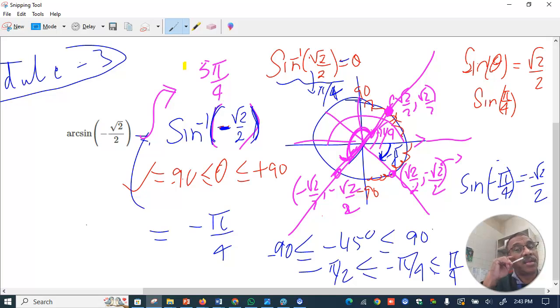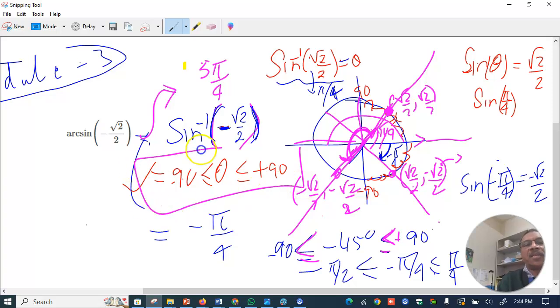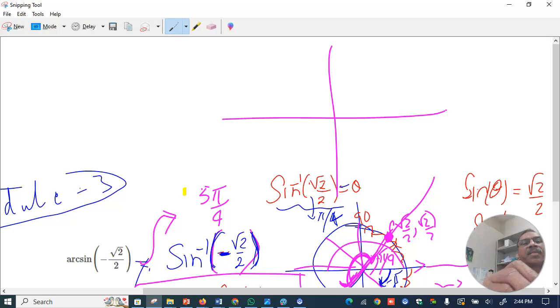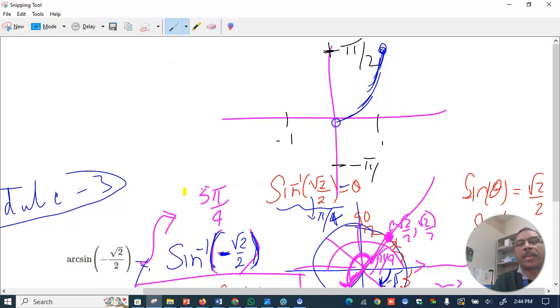The reason is your answer has to be here. It should be more than minus 90 and less than plus 90, because this is the range of the sine inverse function. When you look at the graph of the sine inverse function, if this is minus 1 and this is 1, the range of the function is from minus pi by 2 to pi by 2, and the graph is this one. So it starts and goes this way, and there you go.